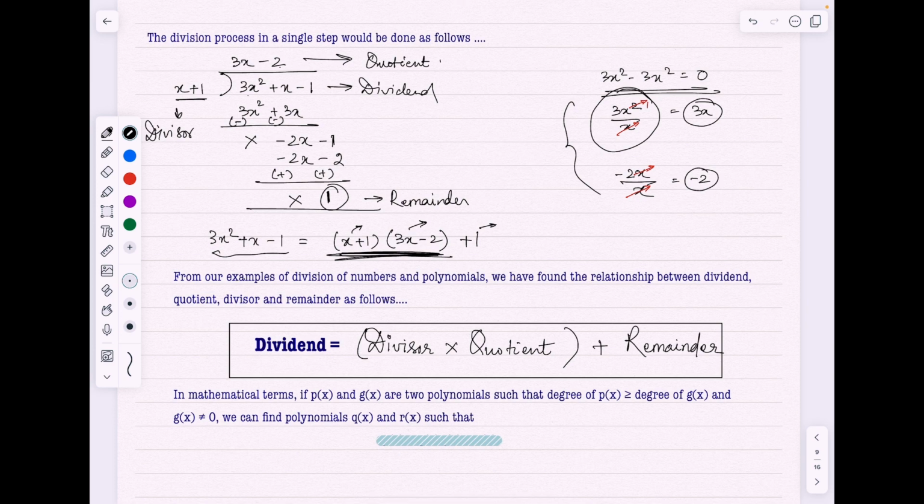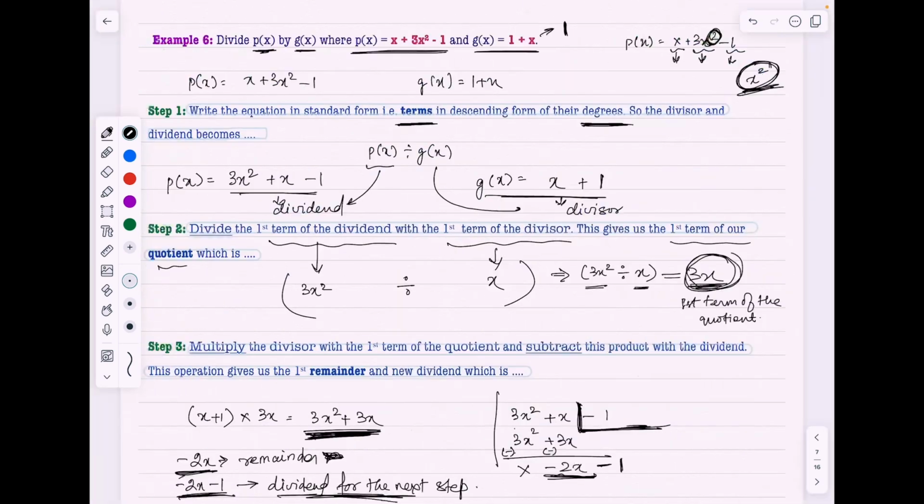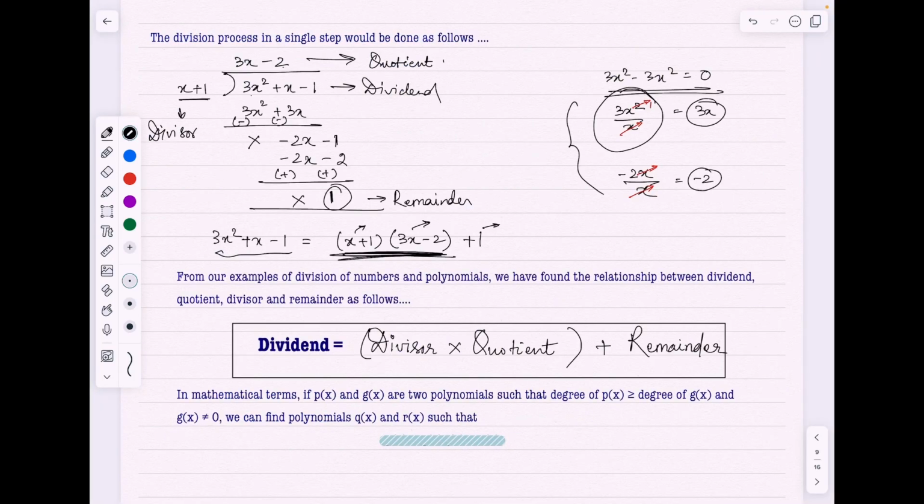In mathematical terms, we are taking two polynomials. Let me say, I have taken p(x) and g(x). So p(x) and g(x) are two polynomials, where the degree of p(x) is greater than or equal to the degree of g(x). That is required for the degree of polynomials. The dividend should be of higher degree, or equal to the degree of the divisor. So this is the condition.